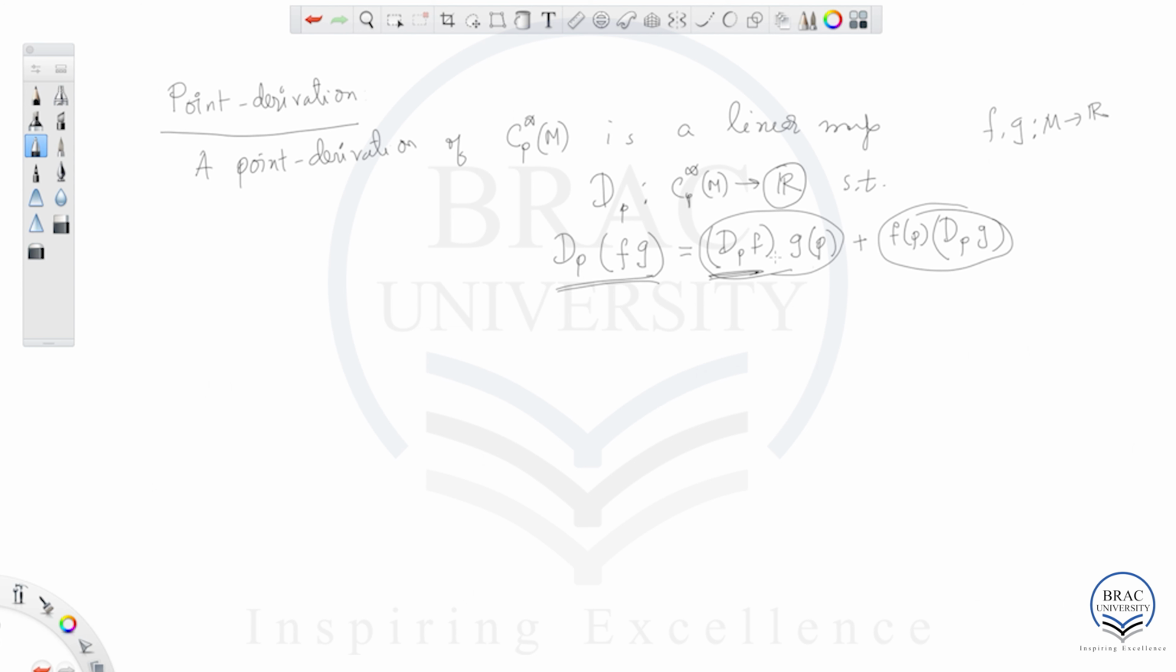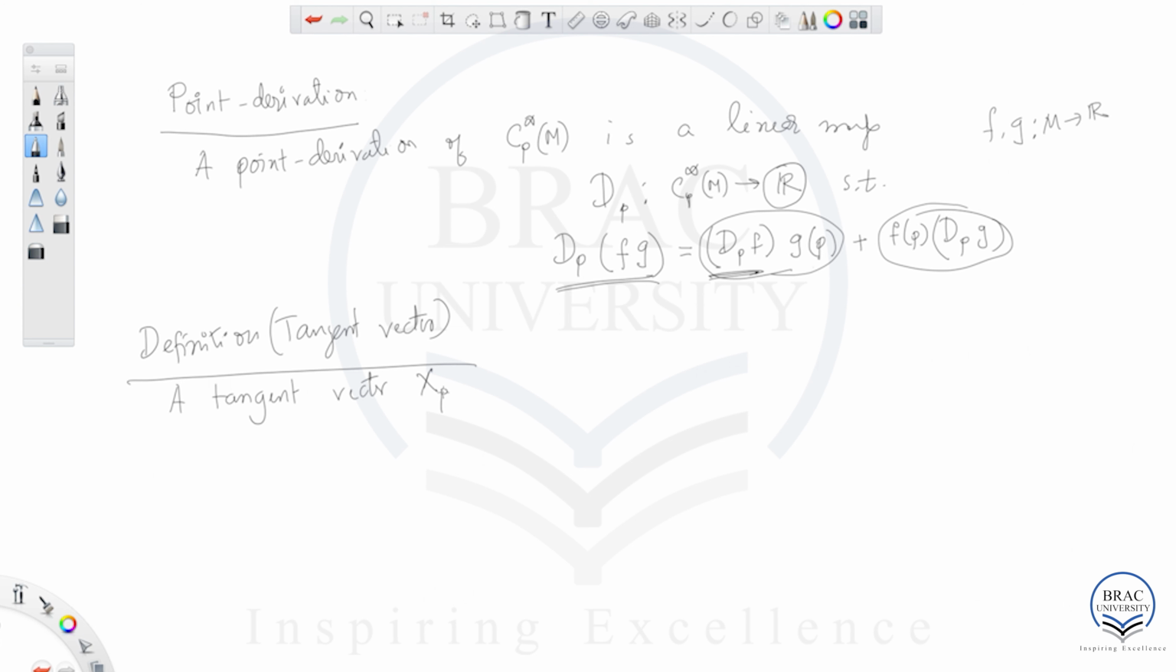If this property is satisfied, we say that this linear map d_p is a point derivation. Now the definition of a tangent vector. A tangent vector X_p. We always place a subscript when denoting a tangent vector, in order to emphasize that we are considering a tangent space at a given point on the manifold, and this tangent vector belongs to that tangent space. We'll come to the notion of tangent space in a while.